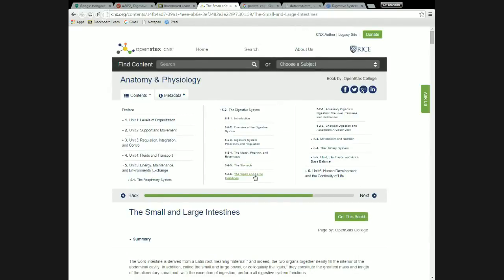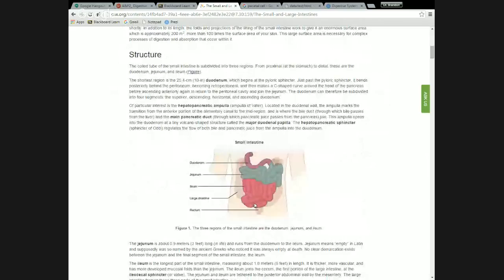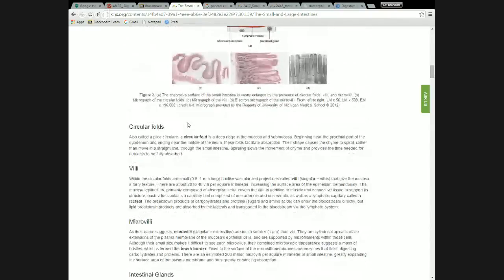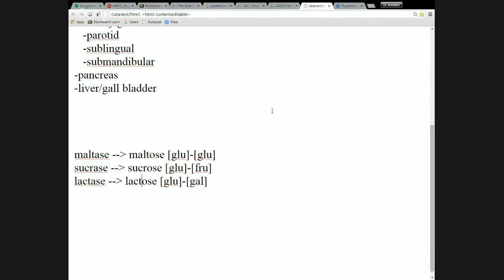The next section is about the small and large intestines. I want to concentrate mostly on the small intestine and address how the small intestine increases the ability of that organ to absorb food. And there's really 4 aspects to that. So let me move over here and write these down.